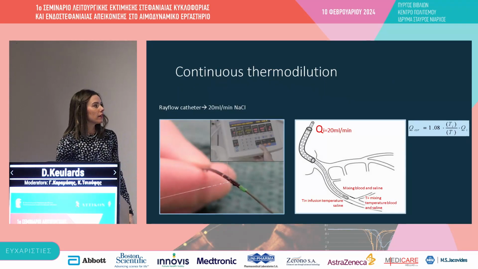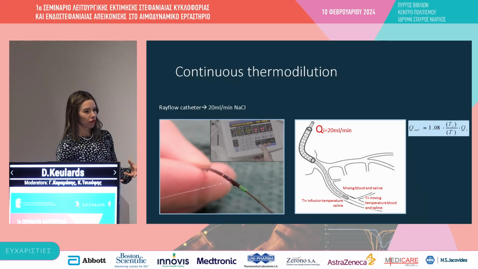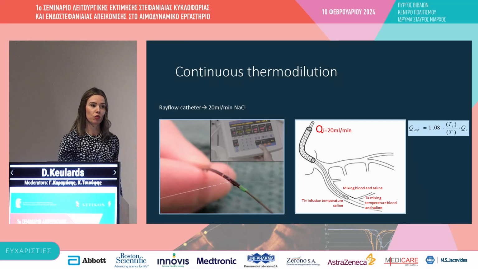And the whole method is based on the following equation. I'll explain it to you. The software does everything for you, but it's also always nice to know what you're measuring. You start the infusion pump at 20 milliliters per minute. The RayFlow starts infusing, and you measure the temperature distal in the coronary artery when the blood and saline start mixing. You always zero at body temperature. So let's say the distal temperature in your coronary artery is 0.5 degrees below body temperature.